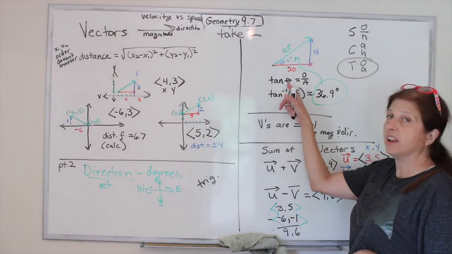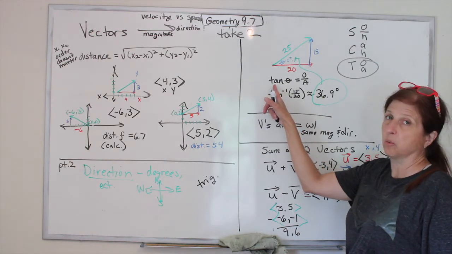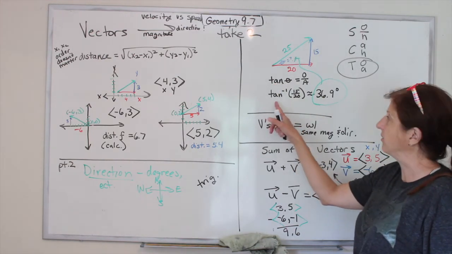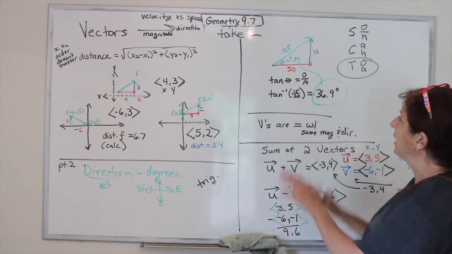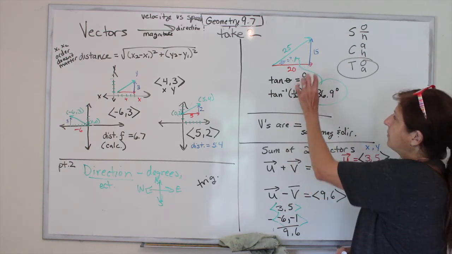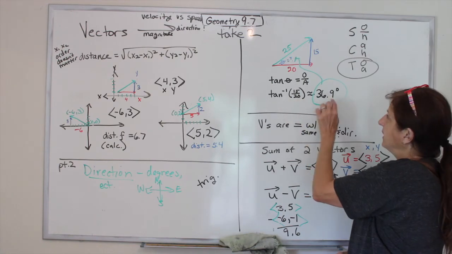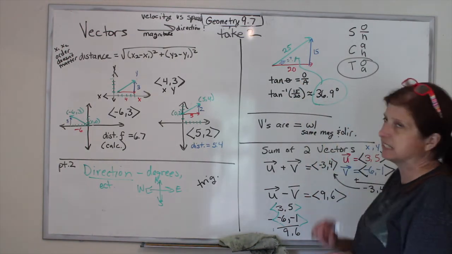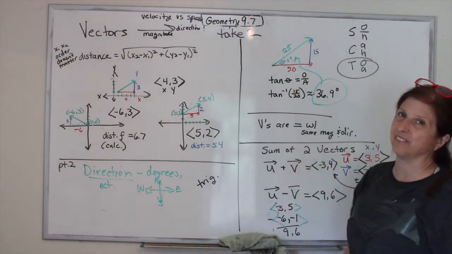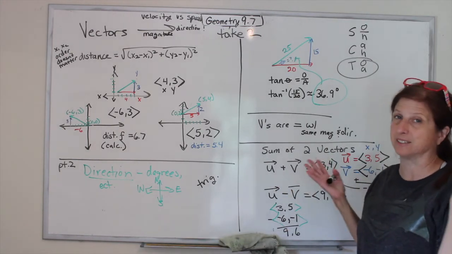So why is theta not alone? Because it's got a tangent. What's the opposite of tangent? Inverse tangent. So do inverse tangent, and then put your opposite over adjacent, 15 over 20, in the parentheses and hit enter, and you get theta is 36.9 degrees. I always think this is fun, because you get to use the fancy buttons on your calculator.